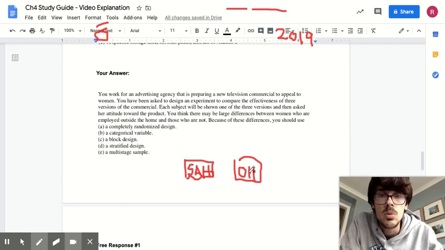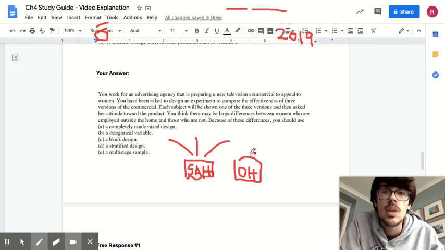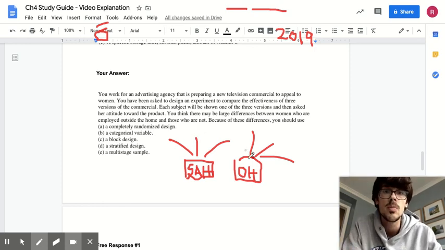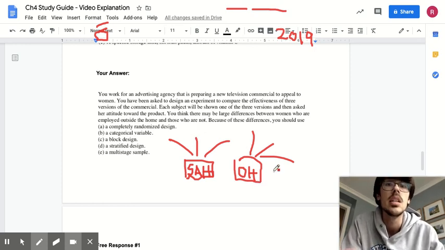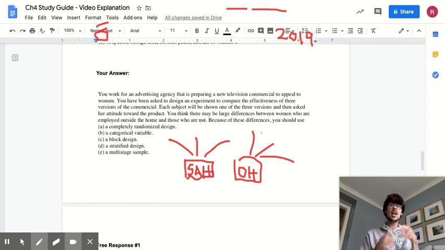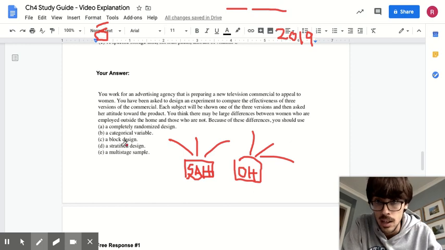And what I would do is take all of these women and randomly break them up into the 3 treatments. I would randomly assign each of them to 3 different effectivenesses on commercials. I would do the same thing right here. That way, I would have some stay-at-home women in each group, some outside the home women in each group, and then I would be able to compare within just that category. That concept is called blocking.